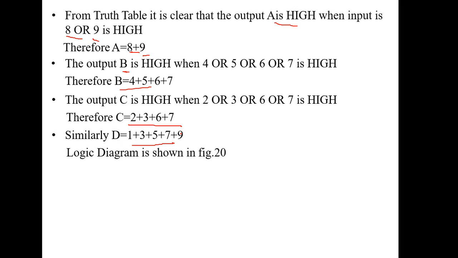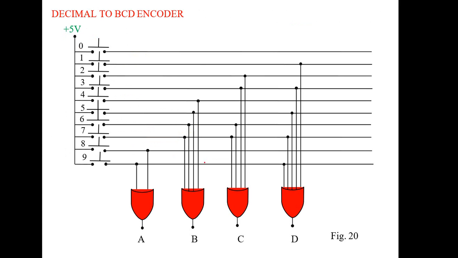From this you can draw the logic diagram. So how is the logic diagram? Take 0, 1, 2, 3 up to 9, each having switches. A means it is only for 8 and 9, so connect 8 and 9 here. B is connected for 4, 5, 6, 7. And C, whatever numbers we discussed, 2, 3 and 6, 7. Similarly, D means 9 and all odd numbers: 7, then 5, then 3, and then 1.